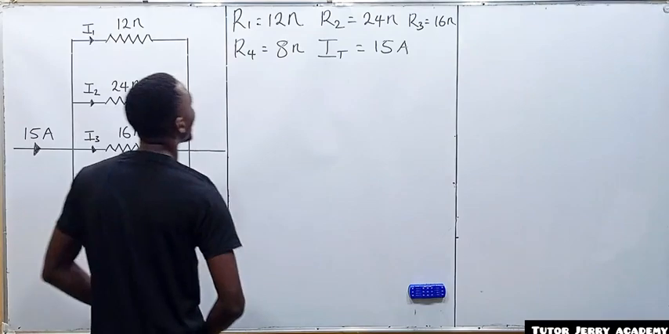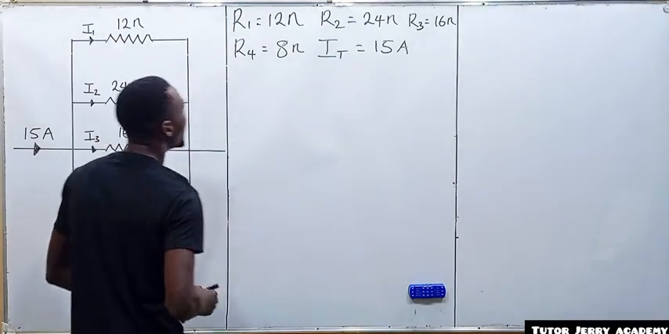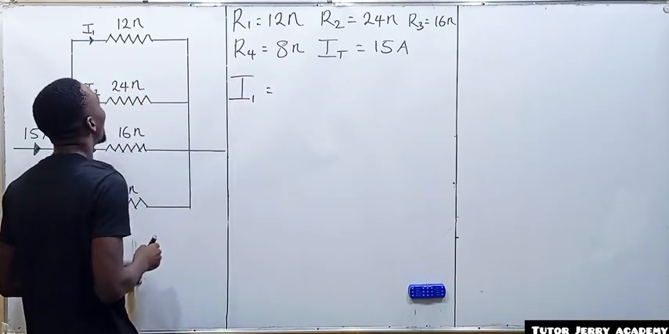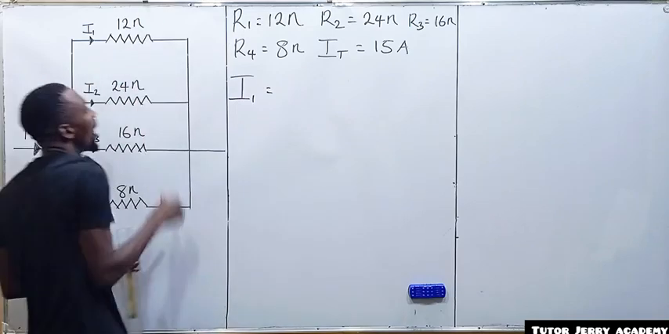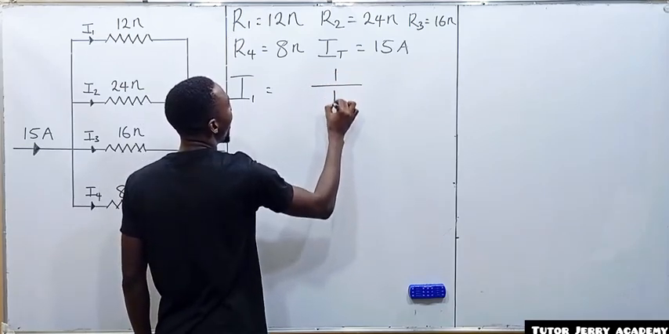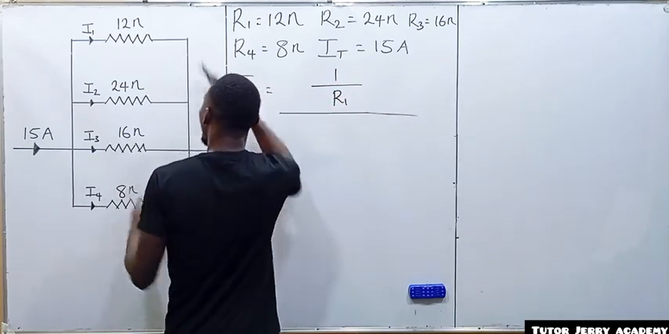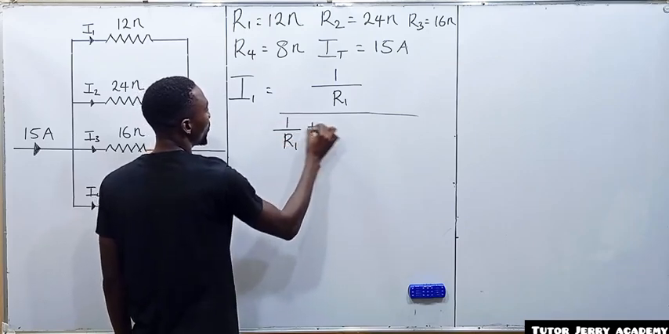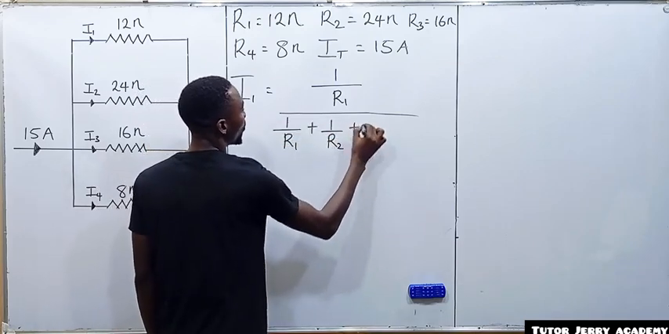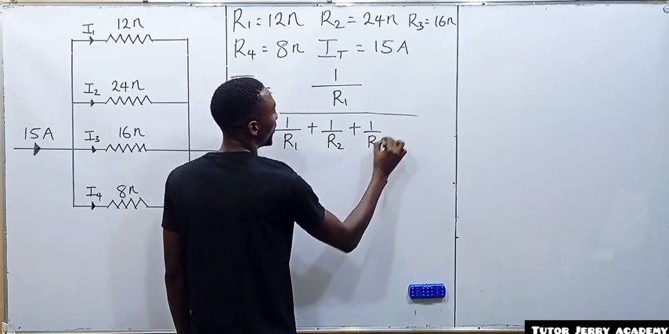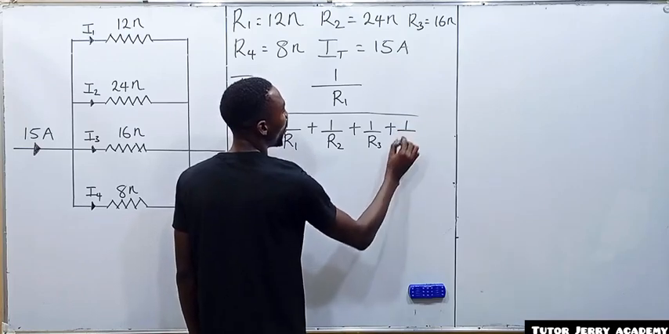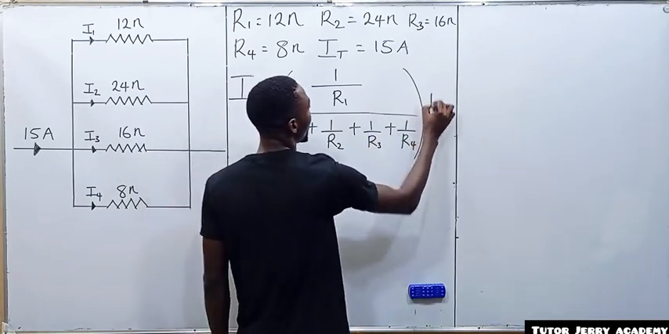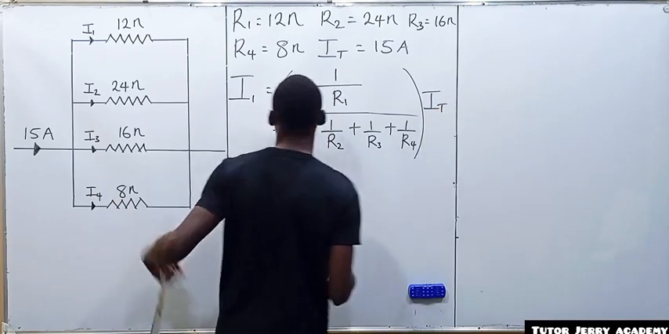All right, so for us to find I1, we know that our formula is going to be: I1 is equal to 1 over R1, all over the sum of the inverses, 1 over R1 plus 1 over R2 plus 1 over R3 plus 1 over R4, multiplied by the total current that is entering the circuit.